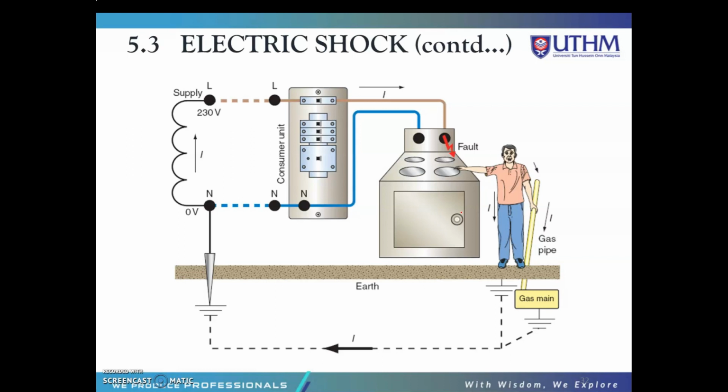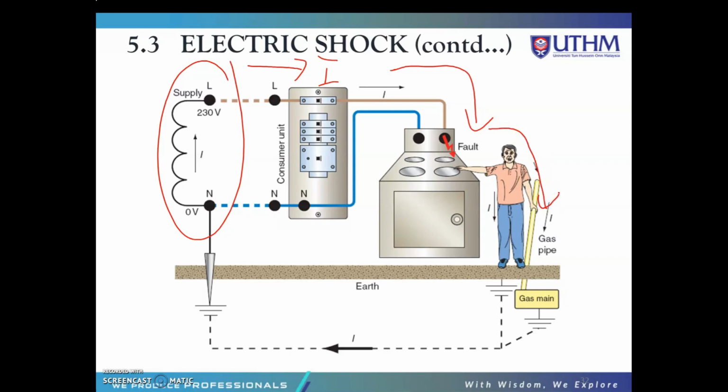So this figure shows how the electric shock happens. Current flows from the transformer, from the supply, to the distribution board of the consumer unit. Then this current flows to the machine operated by the man. So if a fault occurs at the machine and there is leakage current, plus the RCD is not functioning well, then the current will flow to the human body.